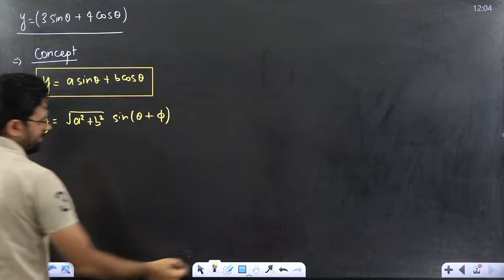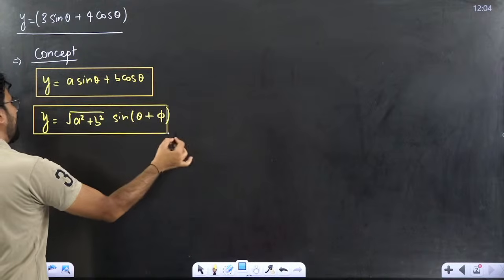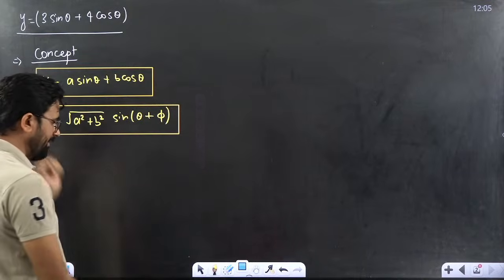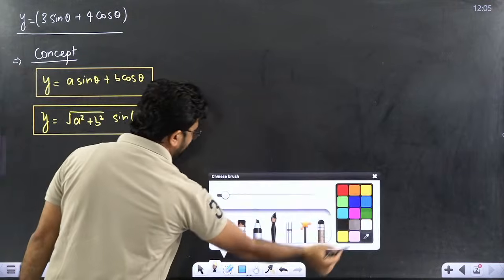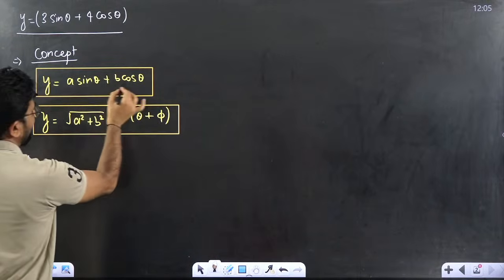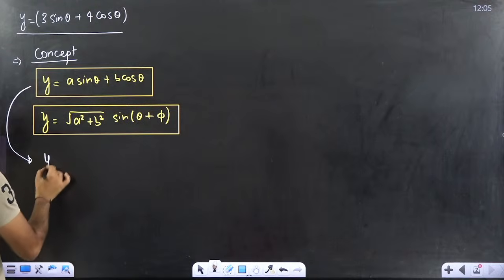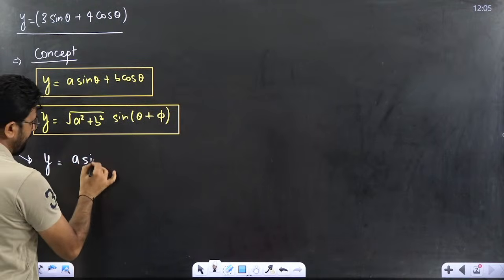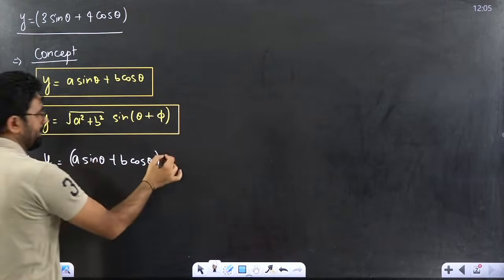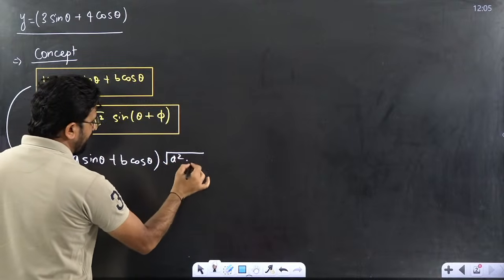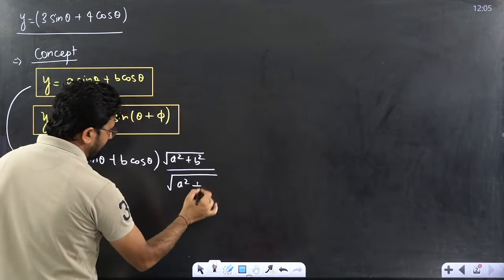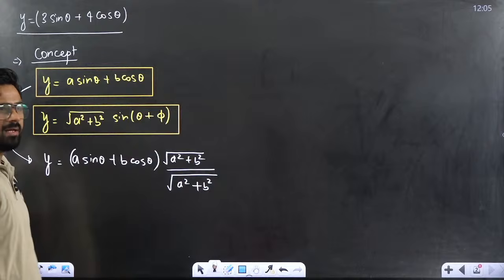Now the very first question that comes to our mind is, sir, how are you writing this? Because we are learning basics, we have to understand each and everything in detail. I am telling you y equal to a sin theta plus b cos theta. We can write the same expression by multiplying by under root of a square plus b square and dividing by under root of a square plus b square.